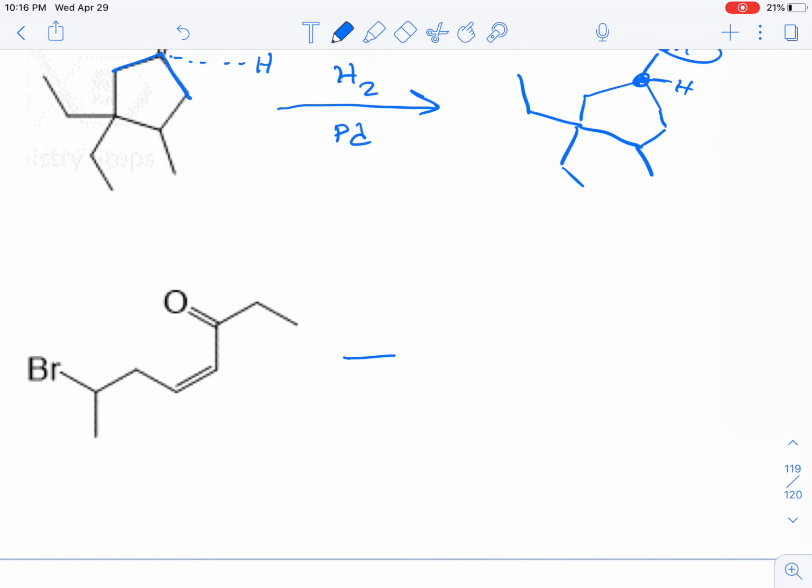All right, and so let's go ahead and reduce this substance. Notice that here we have a secondary carbon. This is a ketone. And so if we're going from a ketone, and if we're reducing it, then we should get a secondary alcohol.